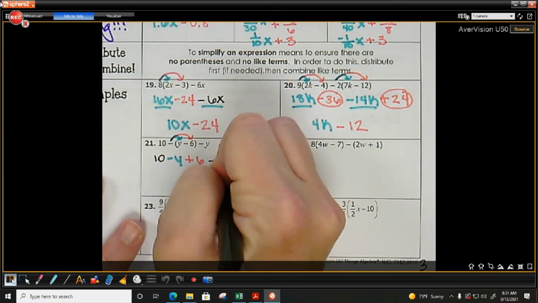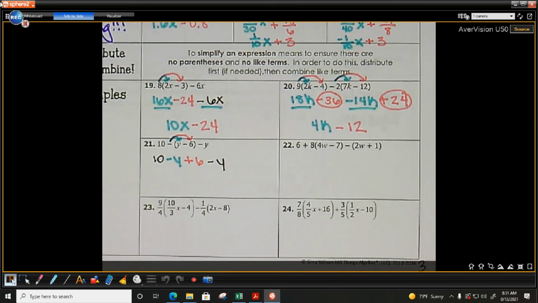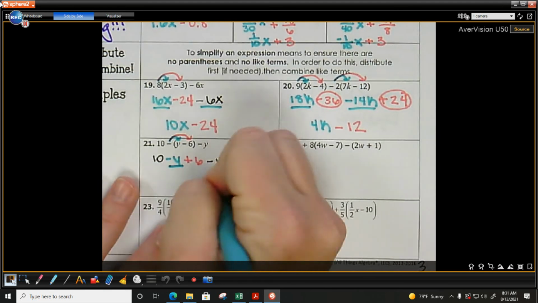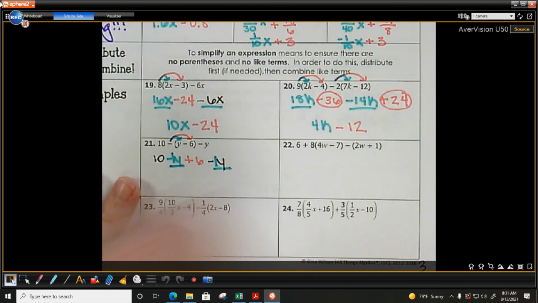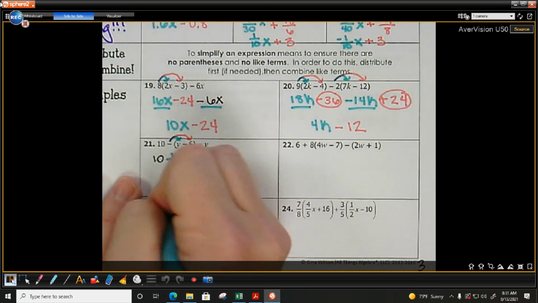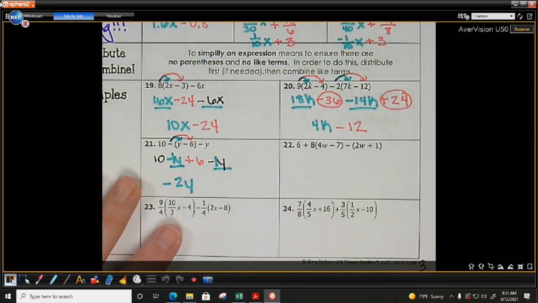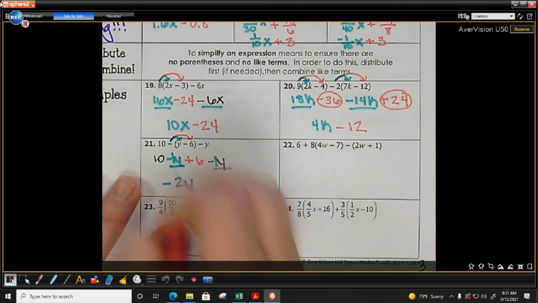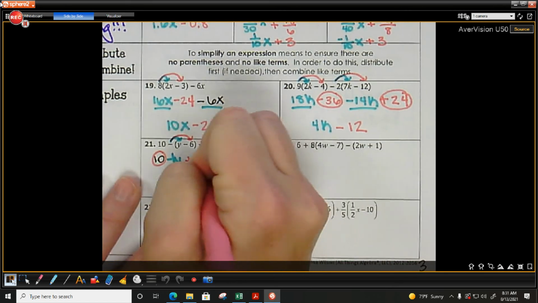Do I have like terms? Which ones? Let's start with our variables first. Negative y, negative y, they're both negative 1y. So what does that become? Negative 2y. Then I have my constants. What are my constants that are like terms? 10 plus 6 is? So plus 16. Are those like terms? No. We're done.